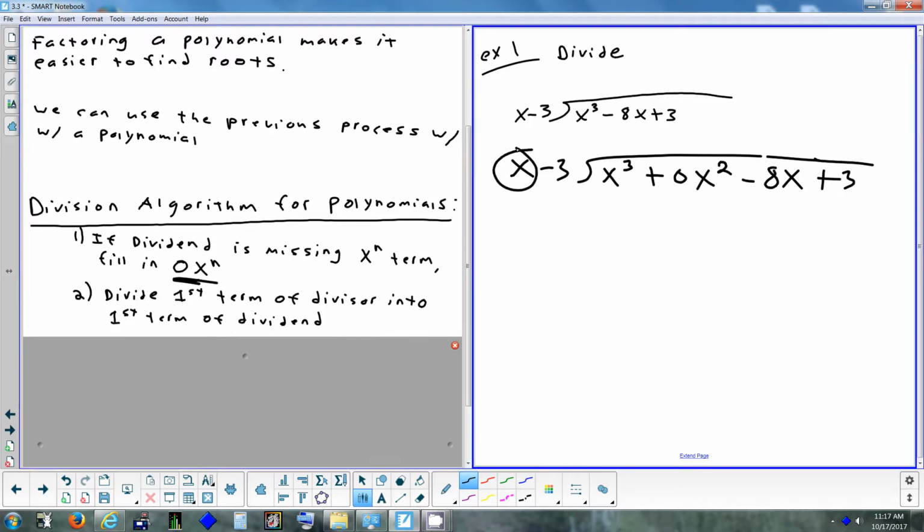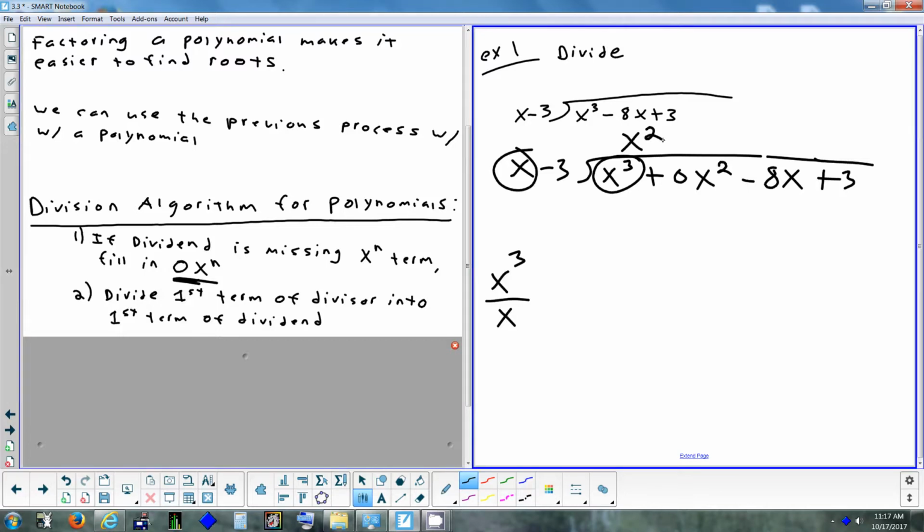Take the first term of the divisor, which is x, and divide it into the first term of the dividend. So if you're trying to think, well, what's the calculation you're actually doing? It's this. X cubed divided by x. Yep, which would be x squared.